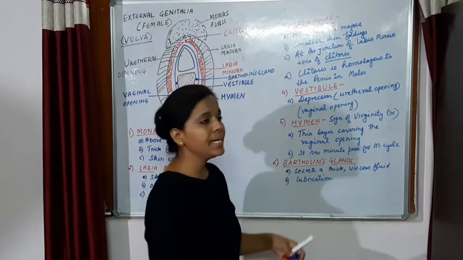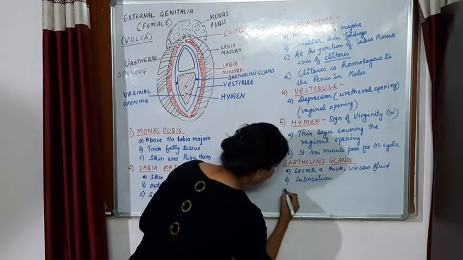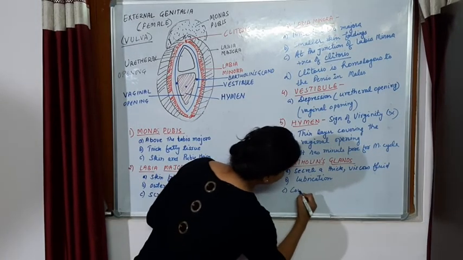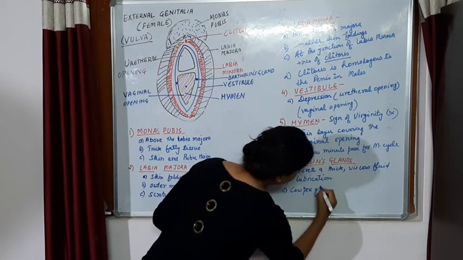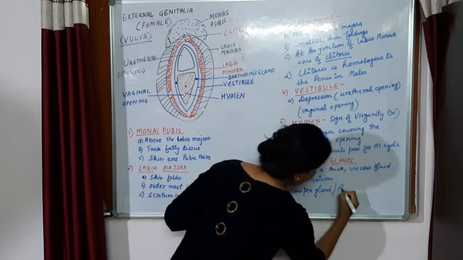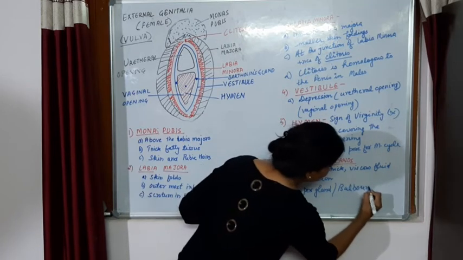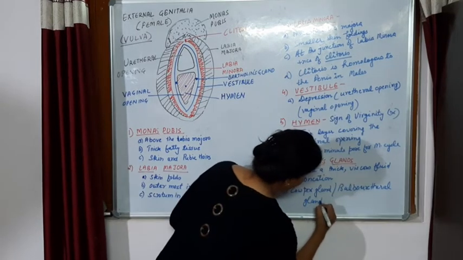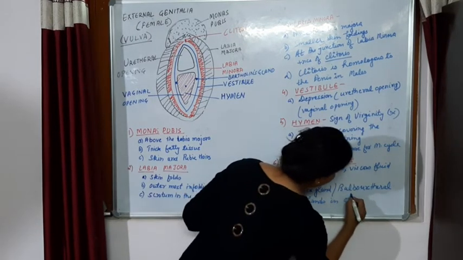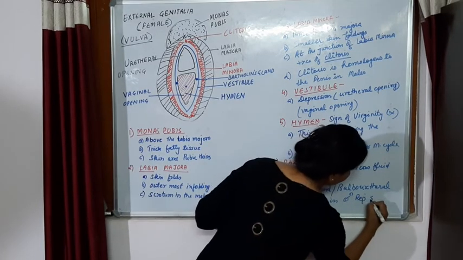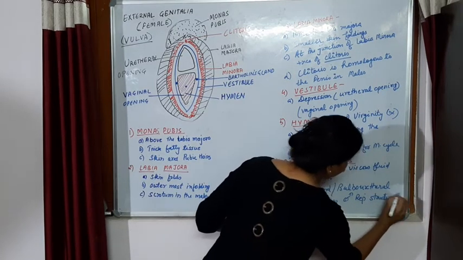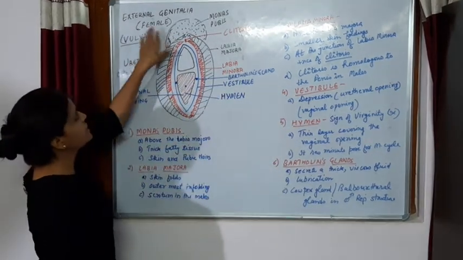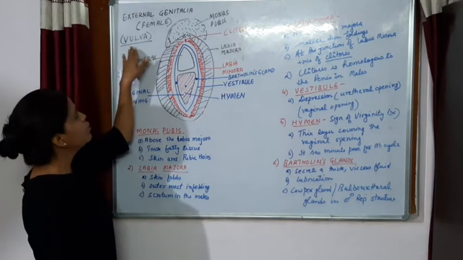So these Bartholin glands correspond to the Cowper's gland or bulbourethral gland in the male reproductive structure, right? So this was the detailed description of the external genitalia, that is the vulva.